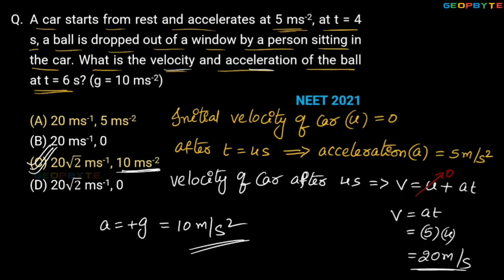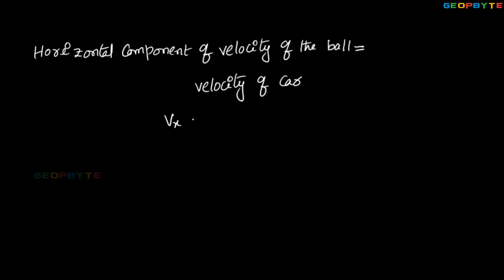Okay. Now we can also find the velocity. You know, the horizontal component of velocity of the ball is equal to the velocity of the car only. That means the horizontal component of velocity Vx equal to the velocity of the car. That velocity of the car you decided, 20 meter per second.